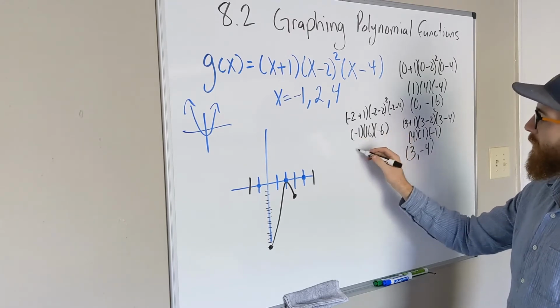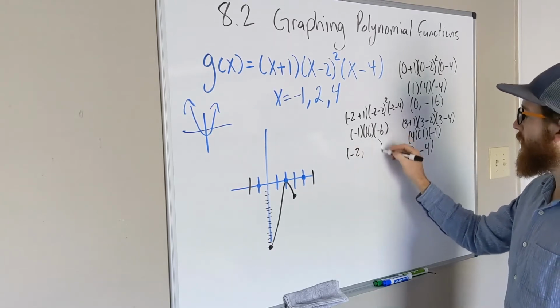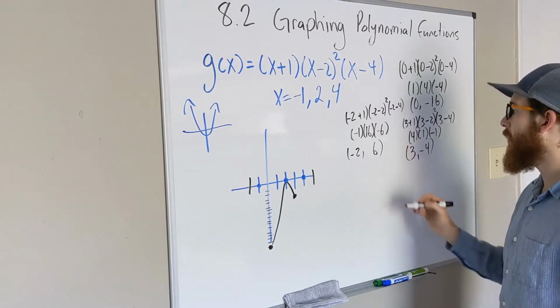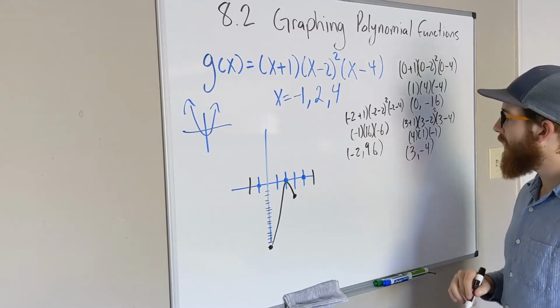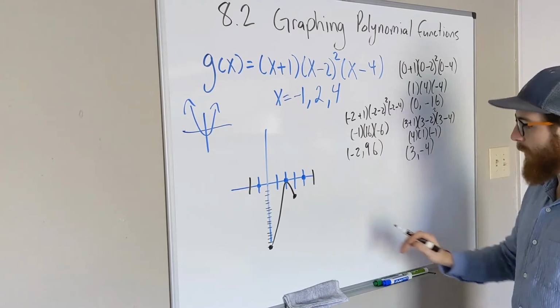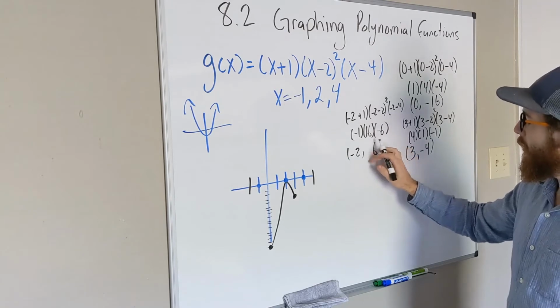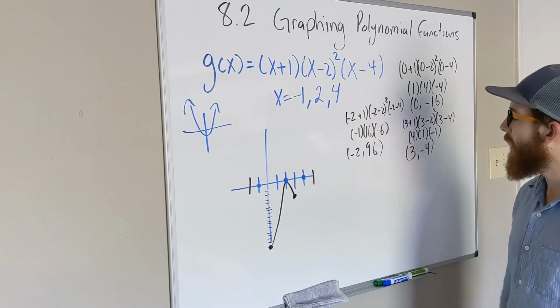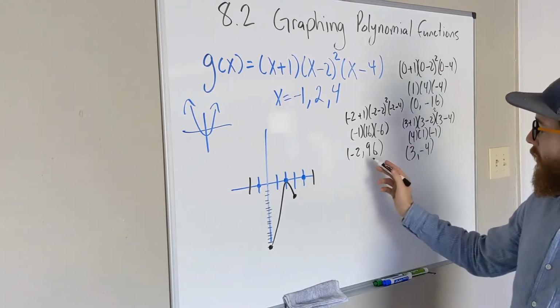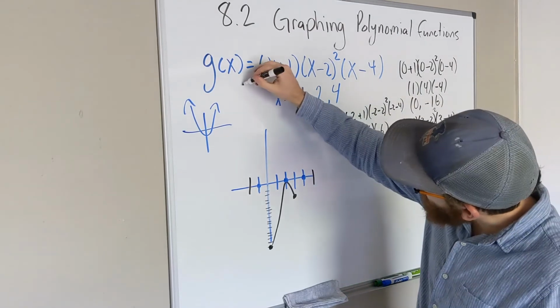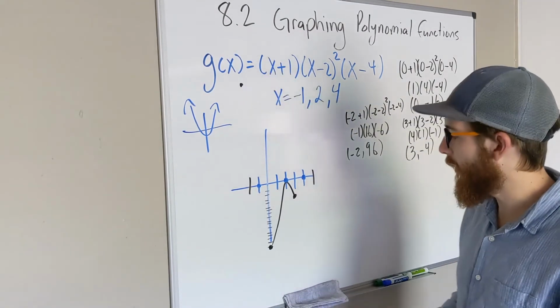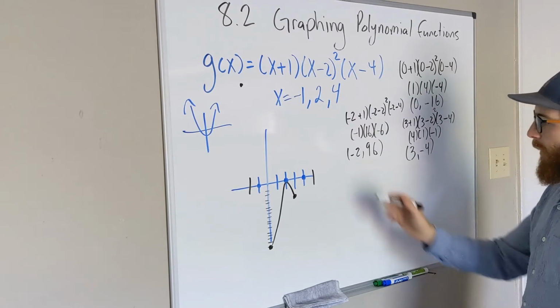So 6 times 16 is, let's see, 6 times 6 is 36, carry a 3, 96. No, I was right, sorry. 96. Okay, so that means -2, 96. Way up here. Okay, now, how about 5?